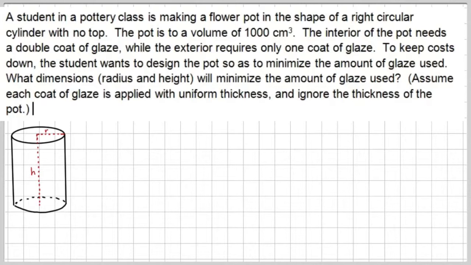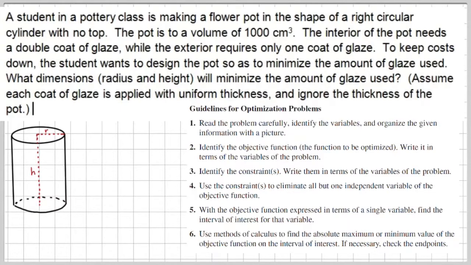What dimensions, and dimensions here mean radius and height, will minimize the amount of glaze used? Now, we need to make a couple of assumptions here. First, we'll assume that each coat of glaze is applied with uniform thickness, and secondly, we will ignore the thickness of the pot. Now, as we read this problem and we're looking to minimize the amount of glaze, we can see that this is, in fact, an optimization problem.